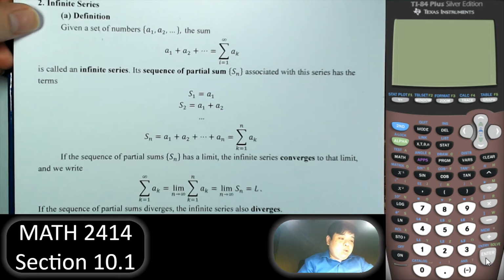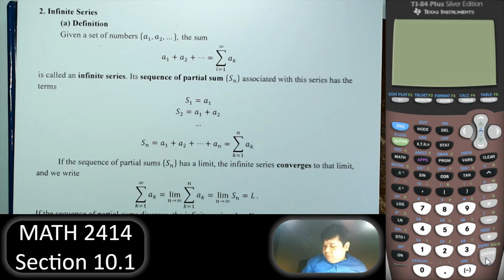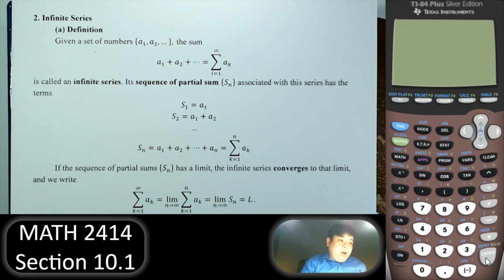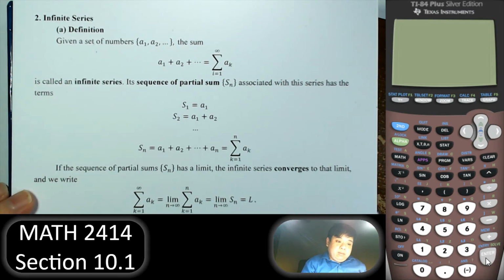Right. Next, we go to the series. So the difference between a sequence and a series is that a sequence is a list of numbers, so they have individual terms, whereas a series is a sum. So that's the most important.